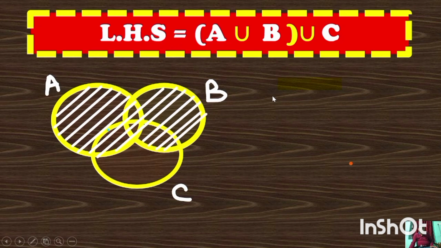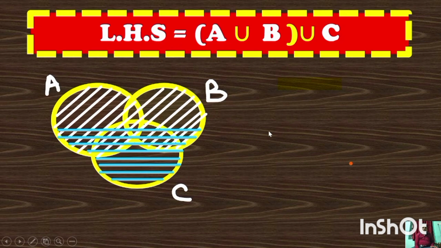So these are the elements of A and B. After that you have to take the shaded portion of the union with set C. The entire shaded portion, can you understand, is the elements of (A ∪ B) ∪ C, right? Understand? You can take all the same elements here also.